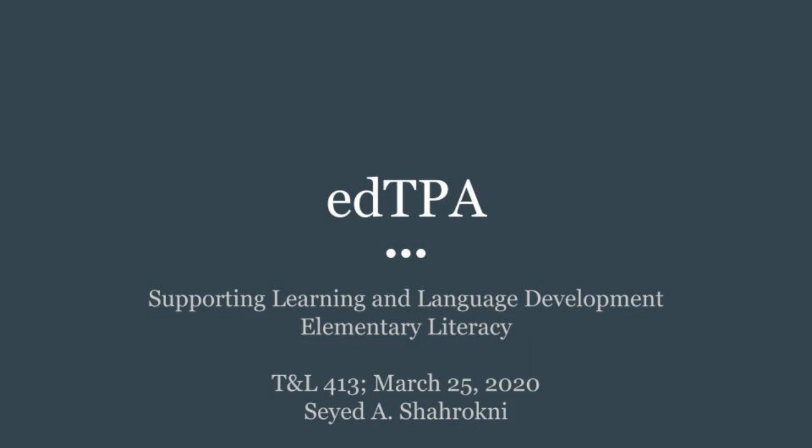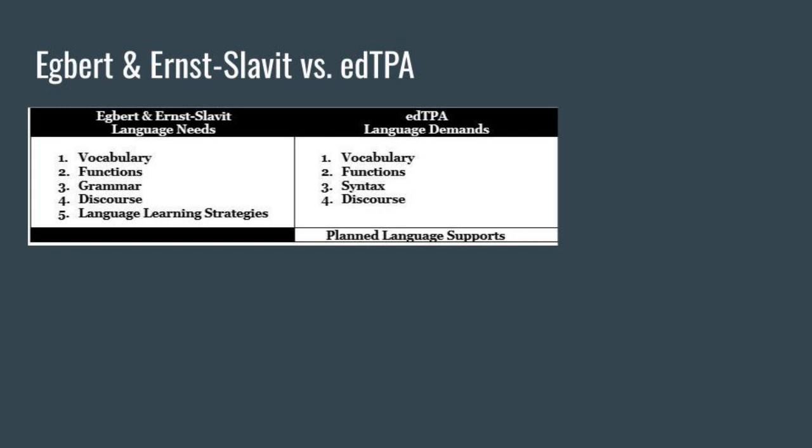However, there is a small formatting issue that you need to know. First, in your text, you learned that there are 5 categories of language needs: vocabulary, functions, grammar, discourse, and language learning strategies. And the authors had their own arguments why these areas are considered needs. The first difference between your chapter and edTPA is that edTPA calls these areas demands. In other words, the content area demands vocabulary, demands functions, demands syntax, demands discourse, while in the text they are referred to as needs. As you can see, this is a terminology issue: needs versus demands.